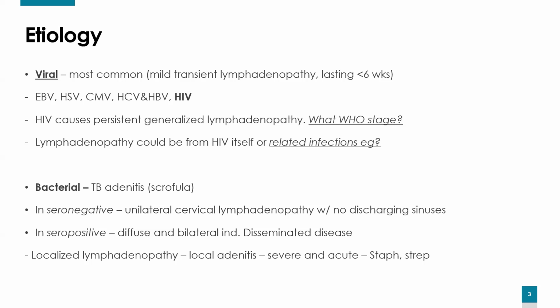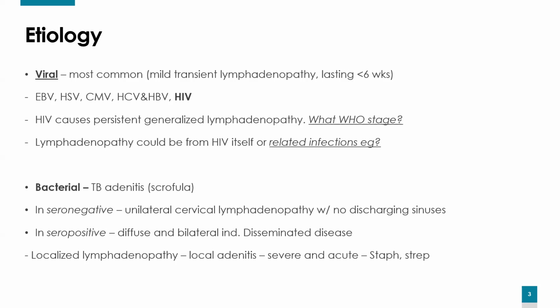So the next common etiology is bacterial, and the most important one here in our case is TB. So TB causes a type of lymphadenopathy called TB adenitis or scrofula simply. So TB is of significance in 2 ways: in seronegative and seropositive patients, because TB is one of the many things in HIV, one of the common manifestations.